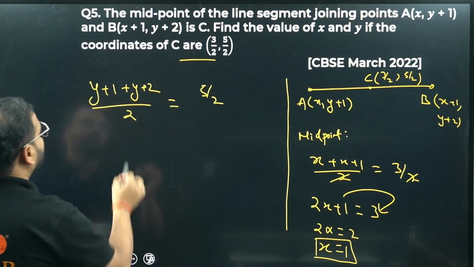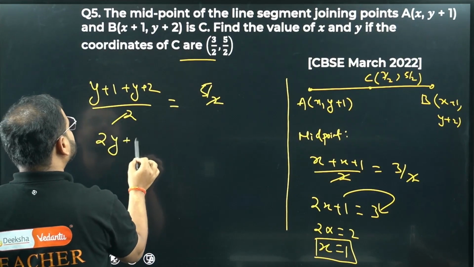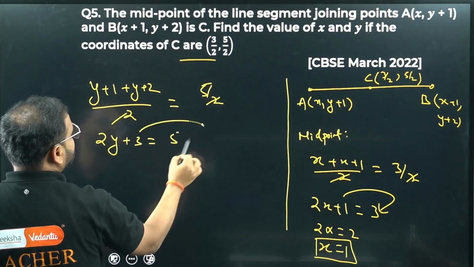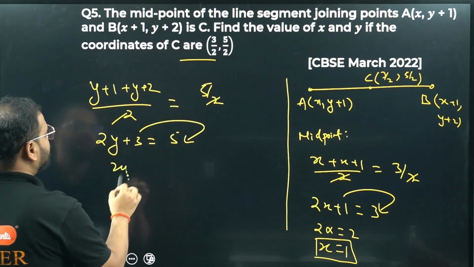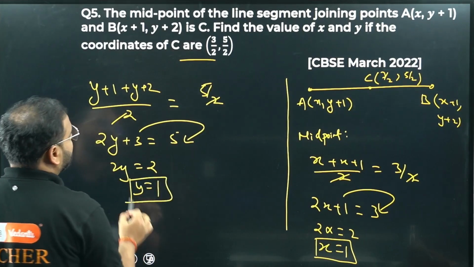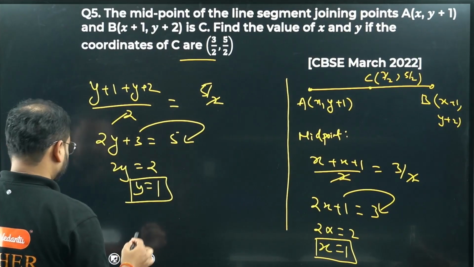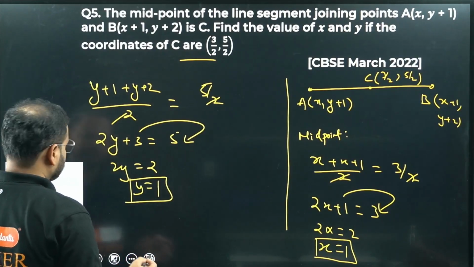Have a look. 2 and 2 are cancelled. This is 5, right? I get 2y plus 3 equals 5. Bring this 3 over here, becomes minus 3. 2y equals 2. y equals 1. Okay. So we find the value of x and y. So what is my answer? My answer is given like this. Have a look.